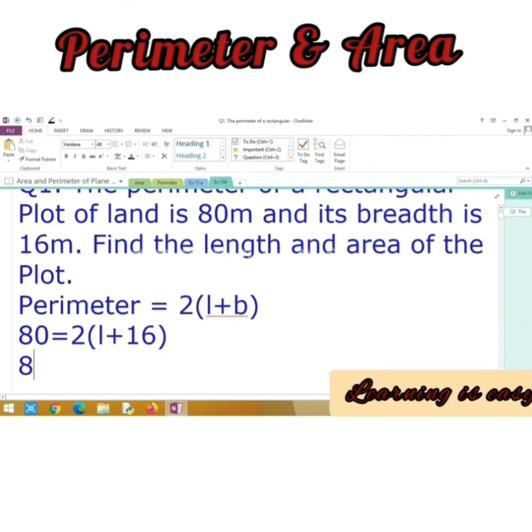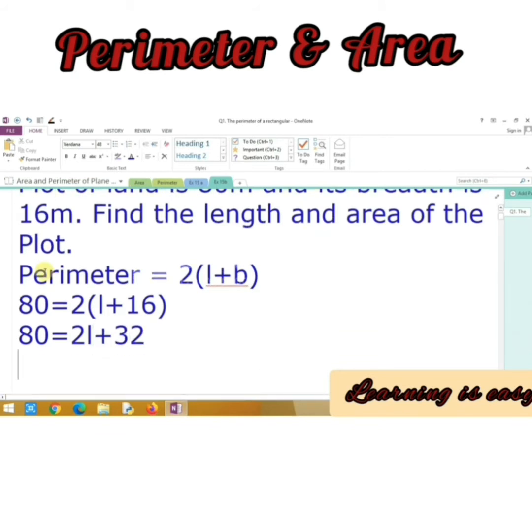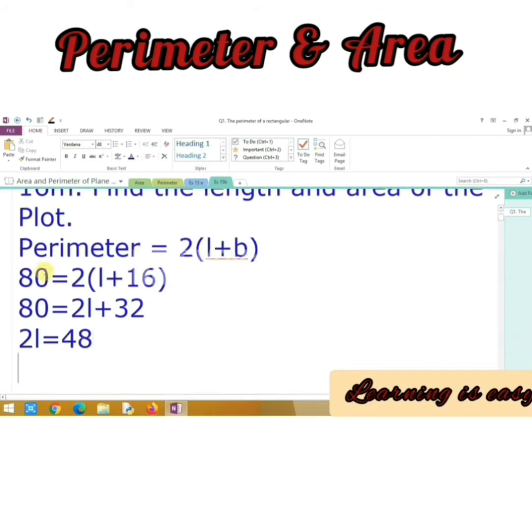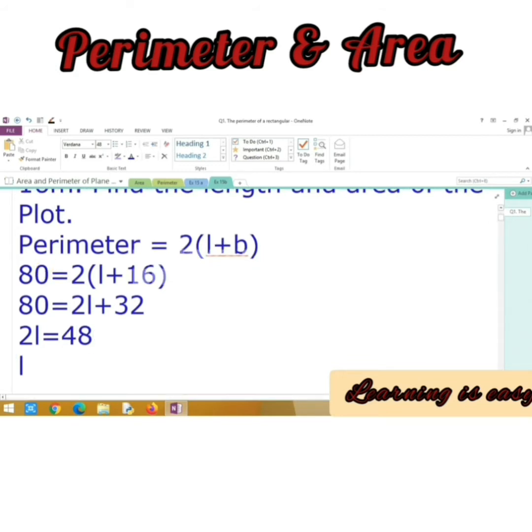So that's going to be 80 equal to 2L plus 32. So 2L equal to 48. So L is going to be 24 meter. So length is 24 meter.